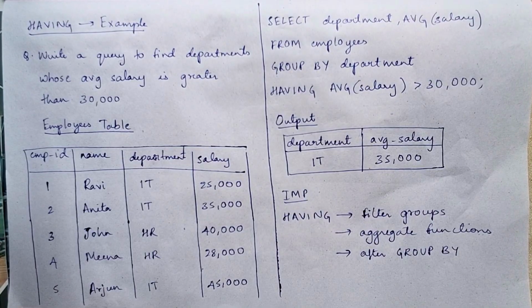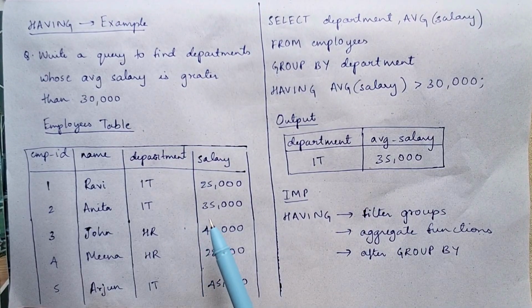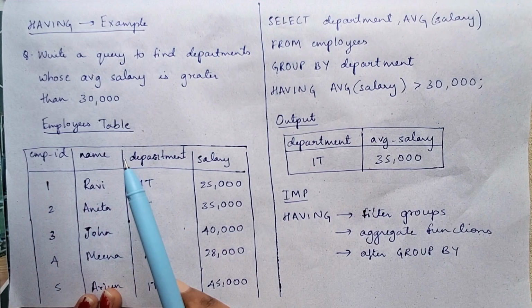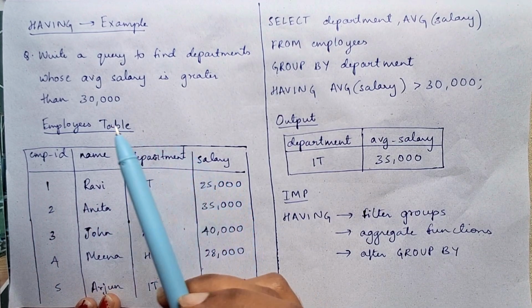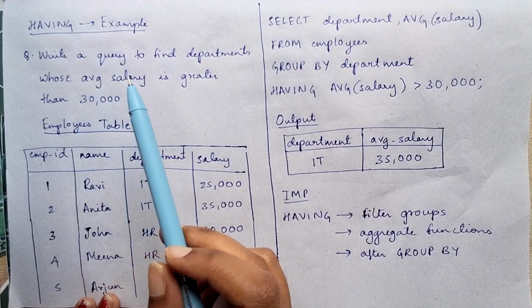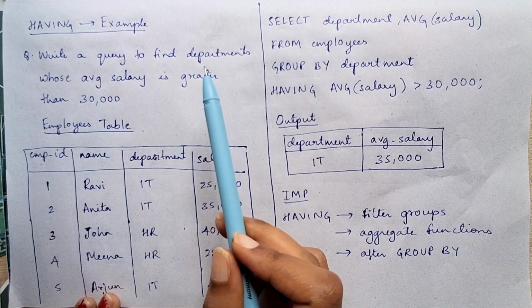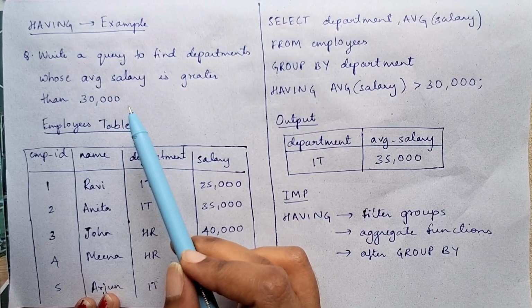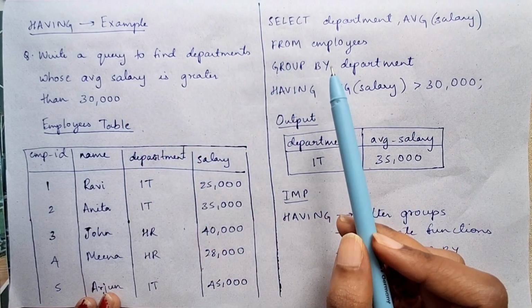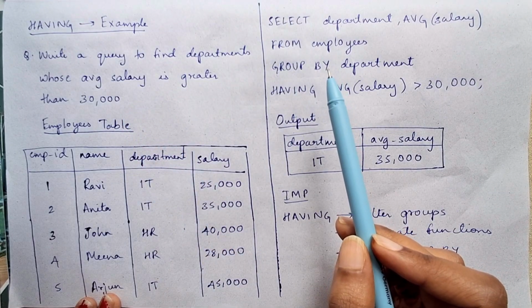Again, assume we have the employees table which has four columns, that is employee ID, name, department and salary. Now suppose I want to write a query to find departments whose average salary is greater than 30,000. For that, this is the query. Let me explain this query.